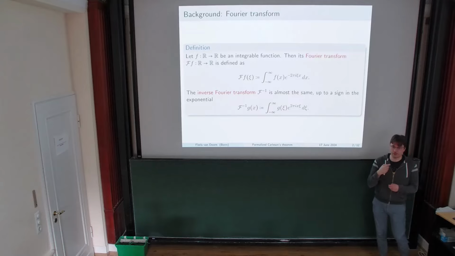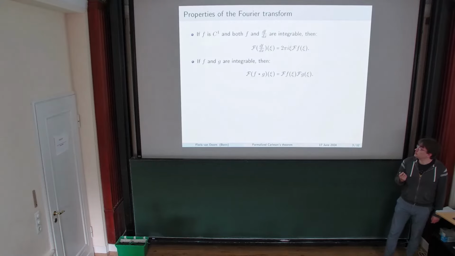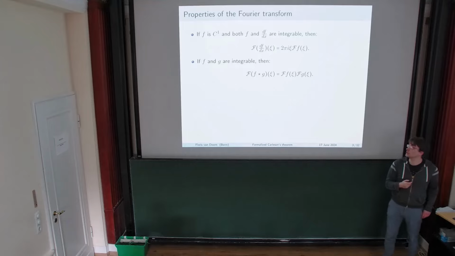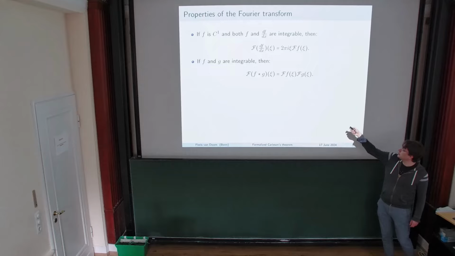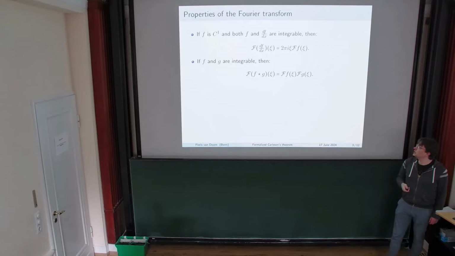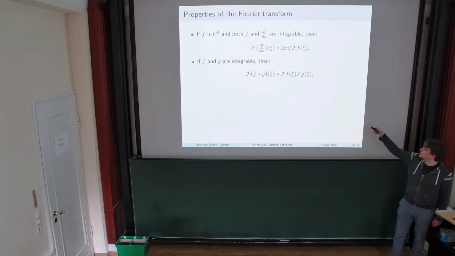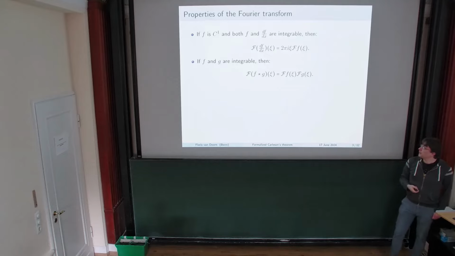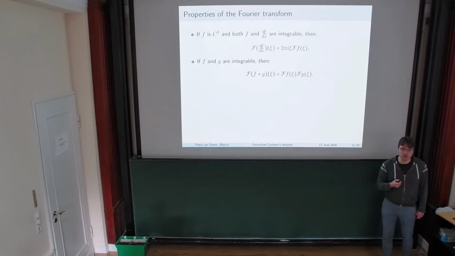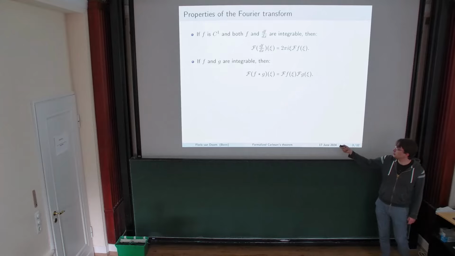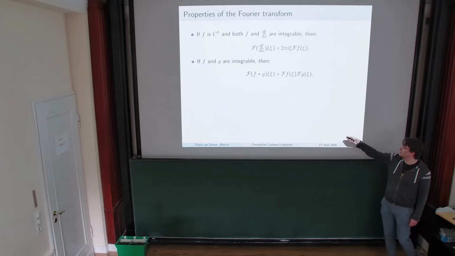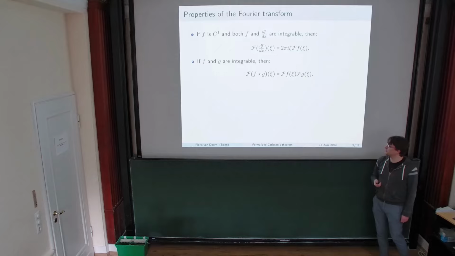So this Fourier transform has some very nice properties. Here are a few. Under some conditions, if you take the Fourier transform of a derivative of a function, it's basically multiplying the Fourier transform by psi. So the Fourier transform of the derivative is psi times the Fourier transform of the original function, times some constants. And if you have two integrable functions, you can take the convolution, which is another expression involving an integral with both f and g. And then the Fourier transform takes the convolution to just the product of the two Fourier transforms.